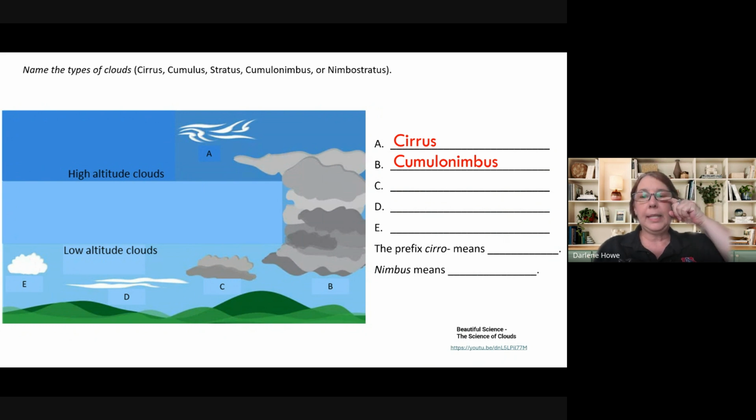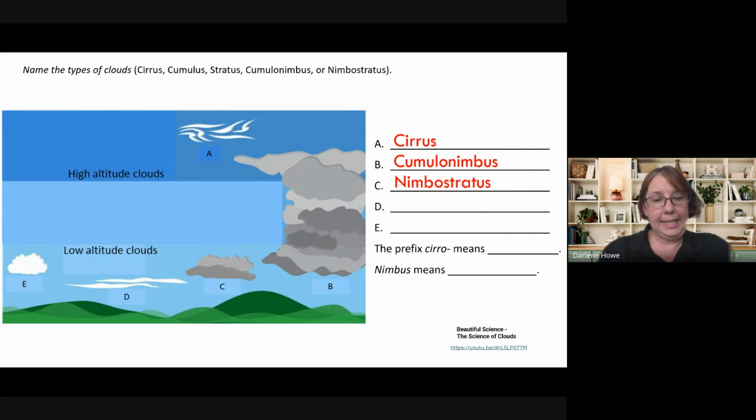C is a smaller version of a rain cloud because it's gray. So if a cloud is white, it's not a rain cloud. If it's gray or dark gray, it's a rain cloud. C is another type of rain cloud, but this rain cloud is very small. It's in a layer. It's close to the Earth's surface. So those type of clouds are called nimbostratus. Remember, stratus clouds are low-level clouds close to the Earth, and they'll always be in a layer.